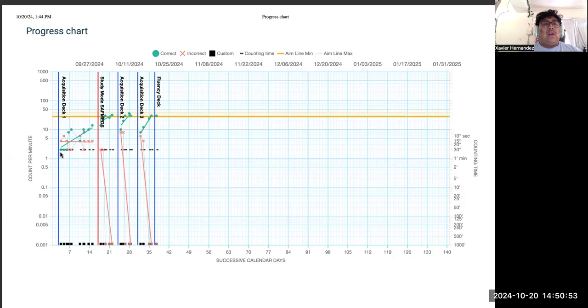We can see that there's a lot of variability towards acquisition deck one and acquisition deck two. I was going up and down, not much progress being made. However, after the intervention, there was a slight increase of my actual data points. We can see that I start having an increasing trend, and I do hit the aim band for acquisition deck one after the intervention.